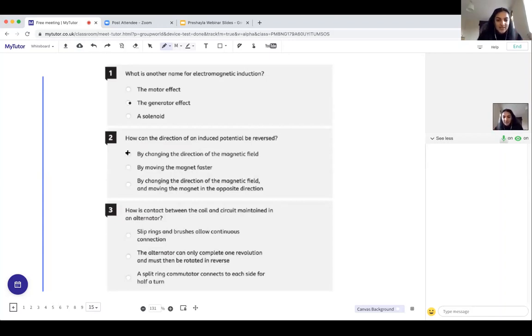How is contact between the coil and the circuit maintained in an alternator? What happens? So slip rings and brushes allow continuous connection. Okay, so continuous connection.